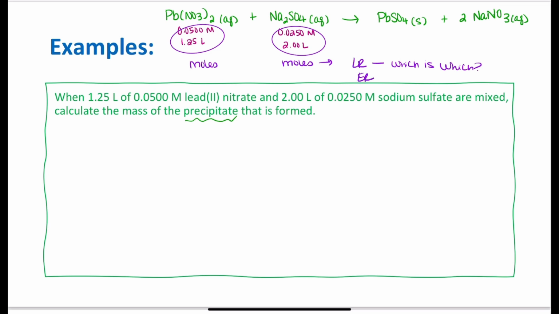One's limiting, one's in excess. I don't know which is which. So let's figure it out. I'm going to solve this one by determining how many liters of the sodium sulfate I need to completely react all of my lead(II) nitrate. We have liters in this question, so I'm going to use liters. So I'm going to figure out how many liters do I need? I don't know yet, but we can figure it out.